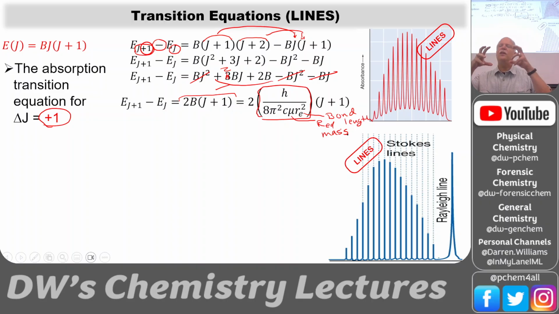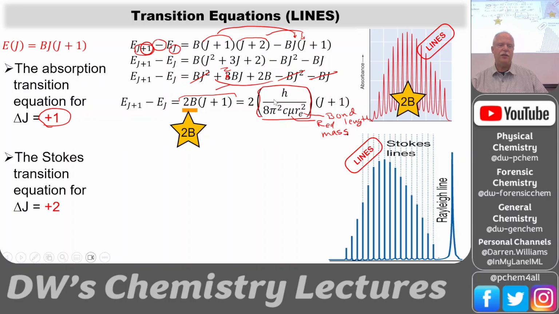So that's where our structural information is, in B. That's why I keep making a big deal out of where B is in these equations. If you can solve for B, then you've got an equation, and you've got the mass, and you've got the bond length. Okay, let's do one for Raman too.